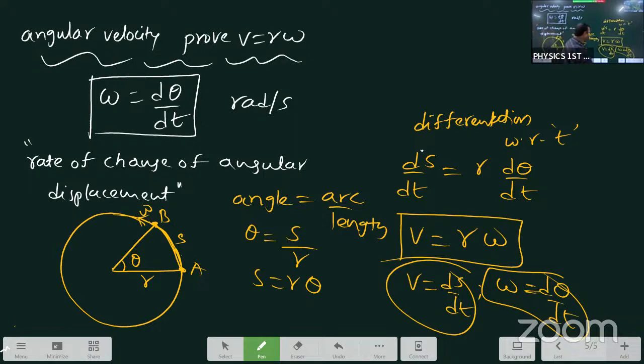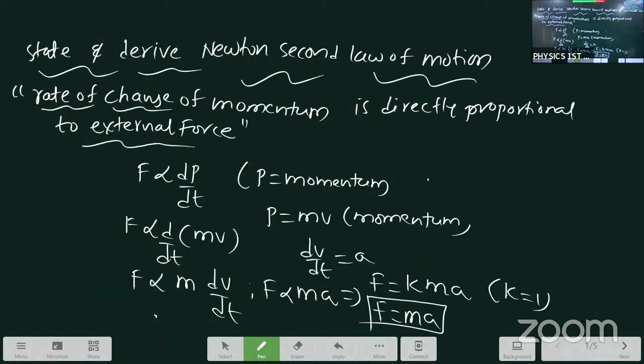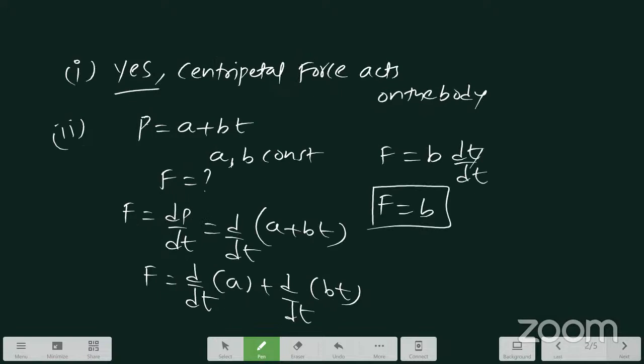Today's first question is from laws of motion: state and derive Newton's second law of motion with 2 special cases. Force is directly proportional to dp by dt. We write the statement: rate of change of momentum is directly proportional to the external force. P stands for momentum, mass into velocity. Mass is obviously constant, so we directly write F equals m a. Any force acting in a circular path means centripetal force is acting on the body.